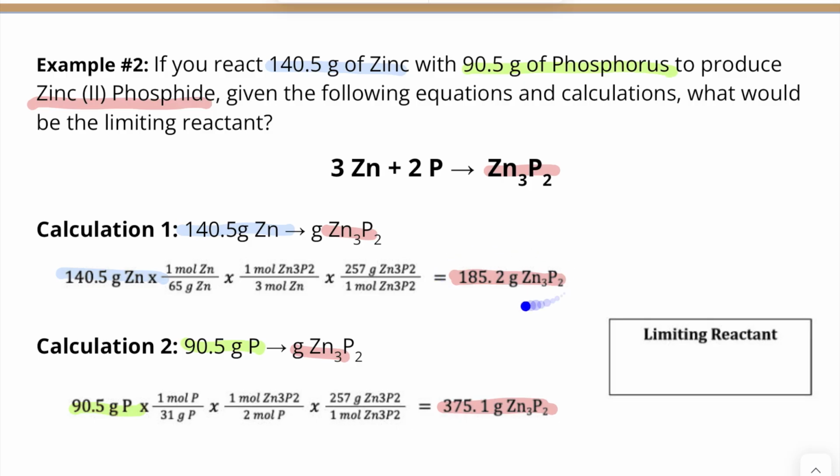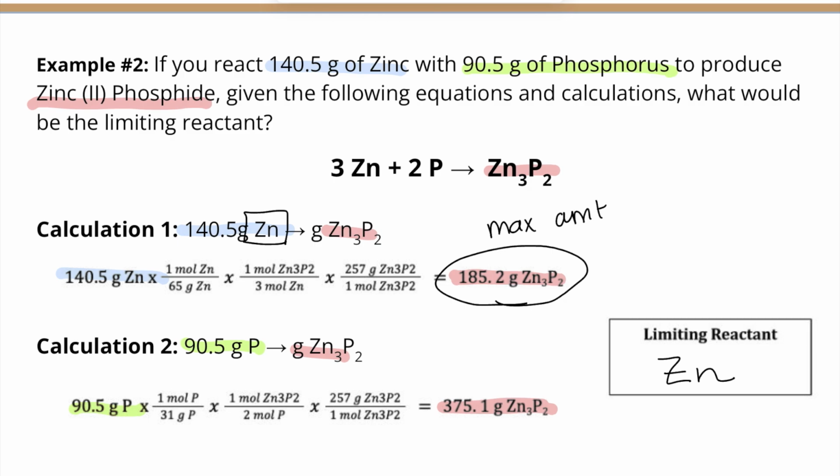And so because that 185.2 grams is a smaller number, that makes zinc, the reactant that produced that, our limiting reactant. That then also means this is the maximum amount of zinc phosphide that could be produced. And we also call this our theoretical yield. Because in theory, if you were to go through and do a reaction, there were no mistakes, no error, that is theoretically how much you would be able to produce.